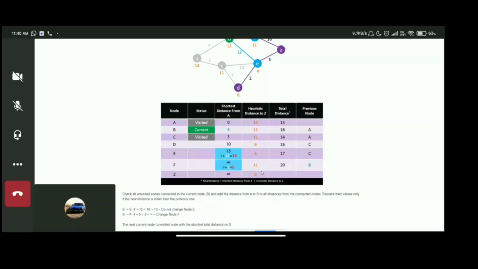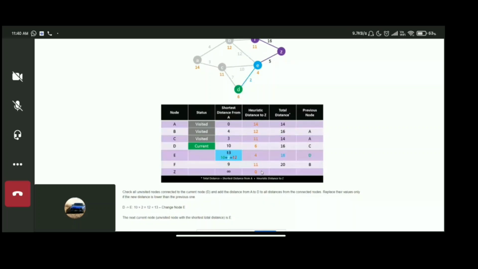Now node D, consider the value of computational cost 3 plus 7 plus 2. The path is A, C, D. So 3 plus 7, that will cost you 10, plus 2, D to E, that will cost you 12. Okay, so now we are changing the previous node of E. Previously the previous node of E was C, but now it is D. Why? Because this value is less than 13.